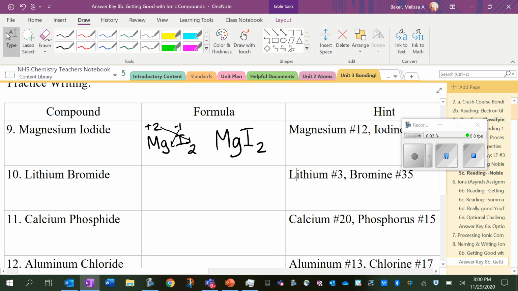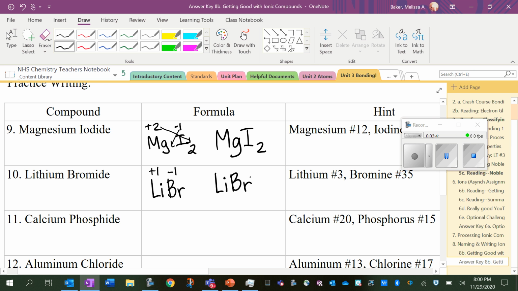Next, lithium is in group 1A, so it has a +1 charge. And bromine is in group 7A. It has a -1 charge. So this one's nice and straightforward. The two charges cancel out, so it's just LiBr.